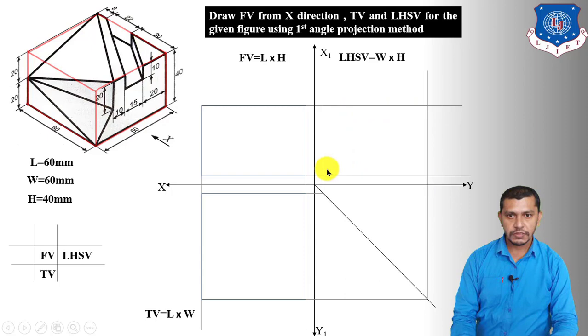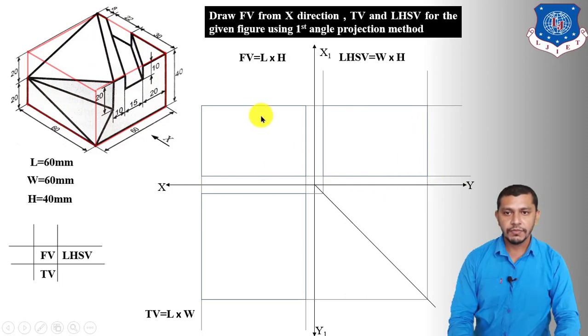So draw the outlines of the left hand side view by drawing a box like this. So this will be the width of the left hand side view, and this will be the height of the left hand side view. So width and height. So it will be a rectangle having a width 60 mm and height 40 mm.